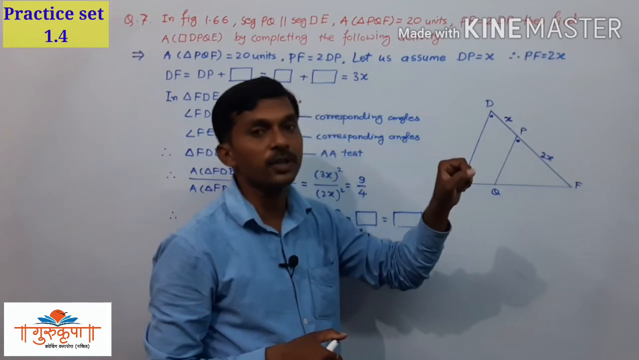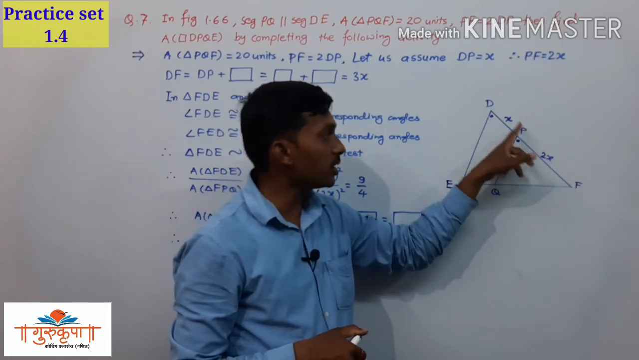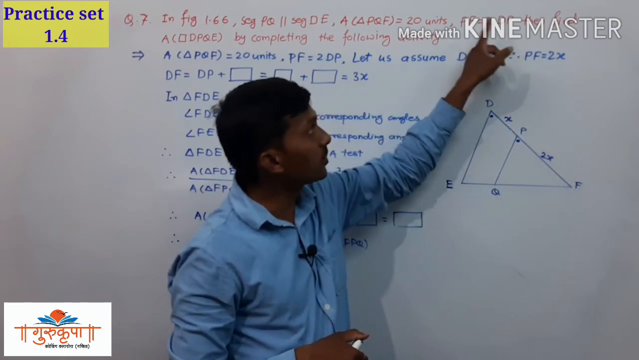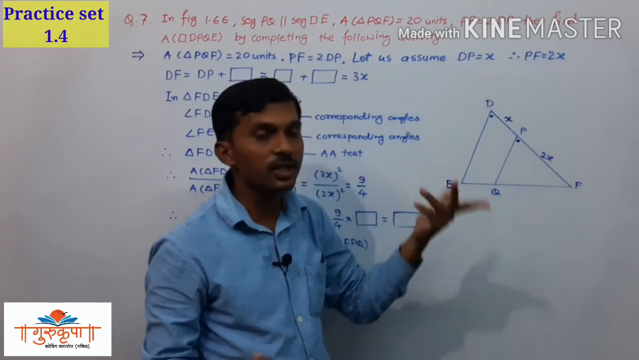How do we find PF and DF? First of all, we consider that DP is equal to x. If DP is x, then PF is equal to 2 into x, that is 2x.